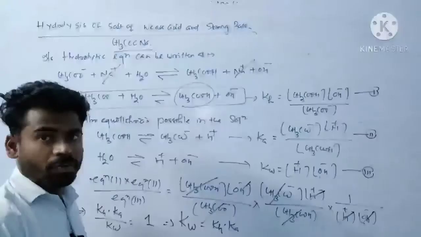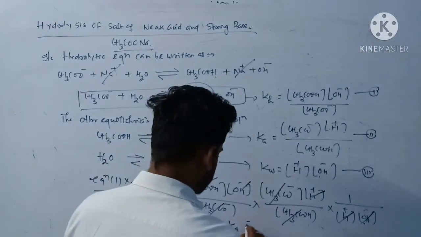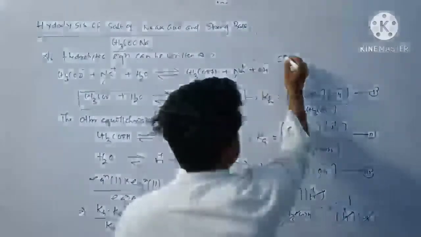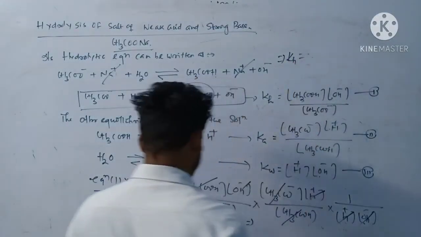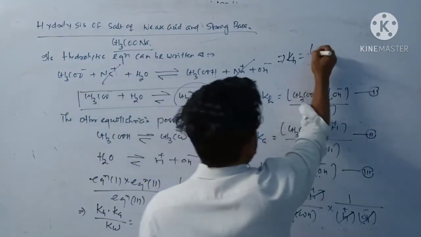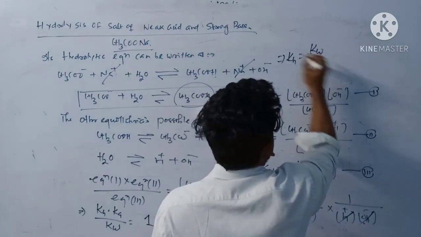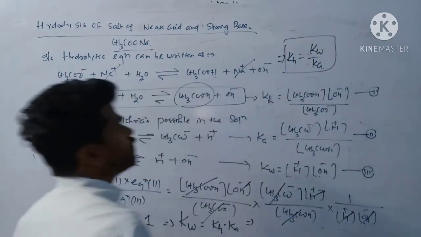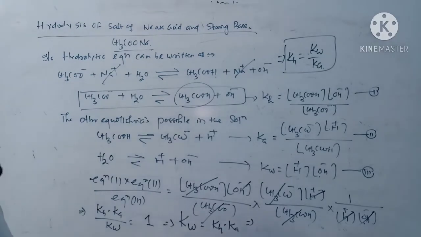Now you tell me what is the value of KH? So KH, the hydrolytic constant, becomes KW by Ka. In this case, the equation for hydrolytic constant KH is equal to KW by Ka.